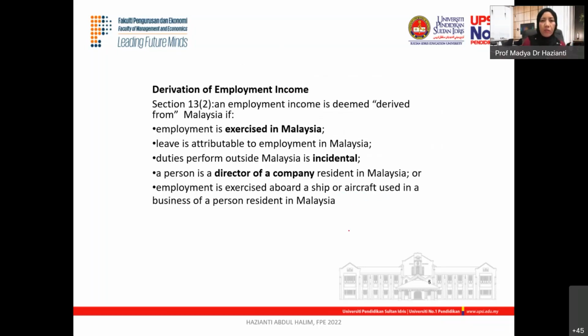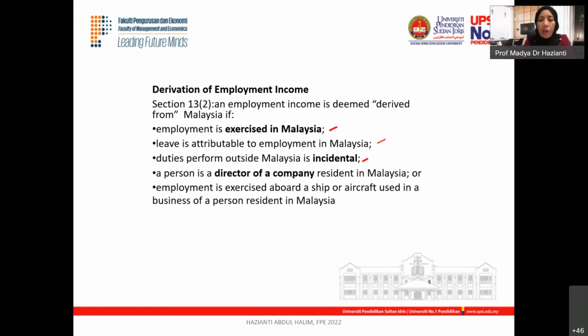Alright, so derivation of employment income. Okay, ni tadilah table tu tadi, summary lah to summarize. Employment is exercised in Malaysia. Leave is attributable to employment in Malaysia. Duties performed outside Malaysia is incidental. Macam tadilah seconded to overseas. Kerja kat sini sebenarnya tapi kena pergi buat attachment sekejap.